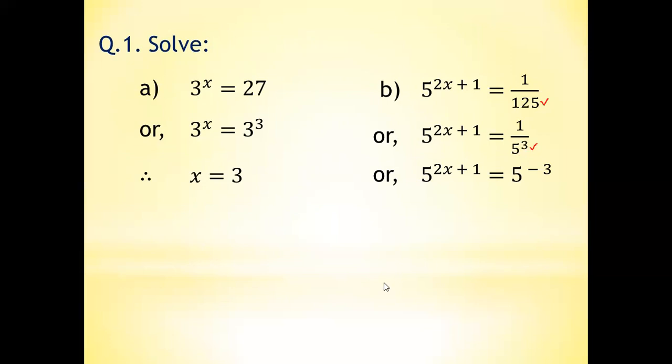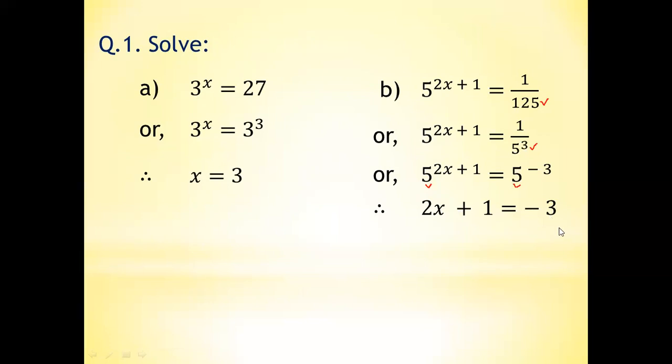Now, again we have arrived at the same condition of using the axiom of exponential equation. Here is base 5, here is also base 5. So that means if the bases are the same, then yes, powers can be equalized. That means 2x plus 1 will be equal to minus 3.